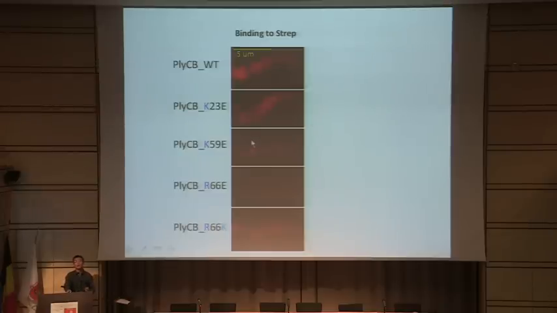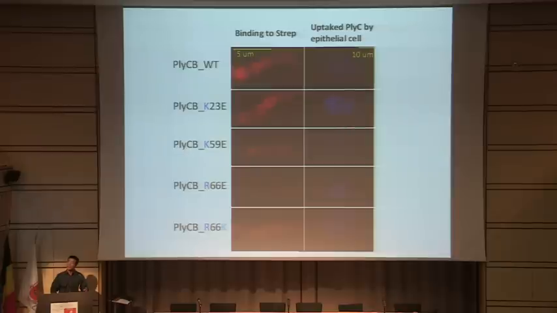The answer is yes and no. Most of the mutants here, they still bind to the strep, but one of them, arginine 66, seems to have lost the binding capacity to the strep. And then we use the same construct testing our co-culture model, and showing here that's the wild type fluorophore-labeled PlyC, saying they will be bound and internalized. It has a perinuclear localization, the red dots here showing the perinuclear localization.